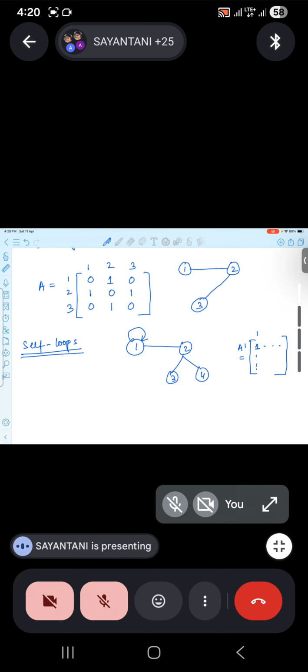Self loops can represent any kind of feedback path or any kind of recursion based behavior, like you have studied recursive functions, right, in C or any other programming language, a function that keeps on calling itself, right? So to describe those types of relationships, we can use the concept of self loops.